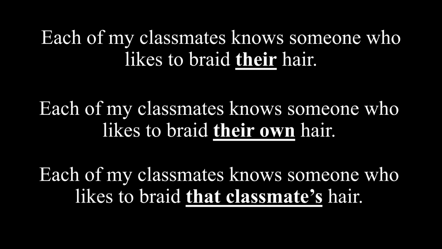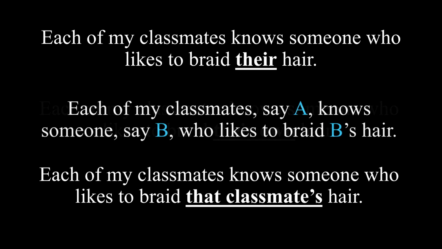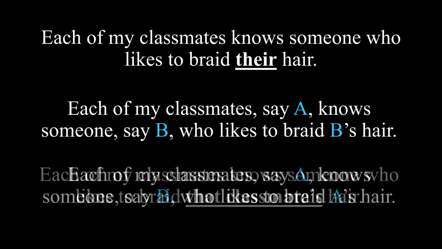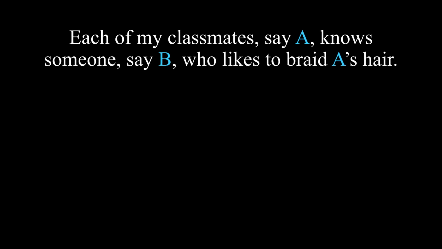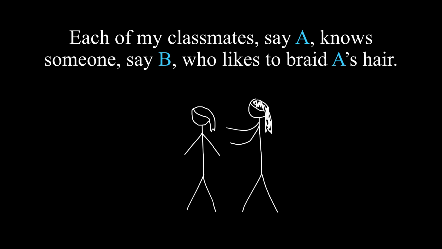But epithets like this can still quickly get confusing. It's easier to figure out what the sentence means if we say something like, each of my classmates, say A, knows someone, say B, who likes to braid B's hair, or A's hair. From now on, we'll assume we mean the latter. If Henry is one of my classmates, this tells us that Henry knows someone, perhaps Rebecca, who likes to braid Henry's hair. The letters don't need to have anything to do with the things they stand in for. In this case, A stood for Henry and B for Rebecca.